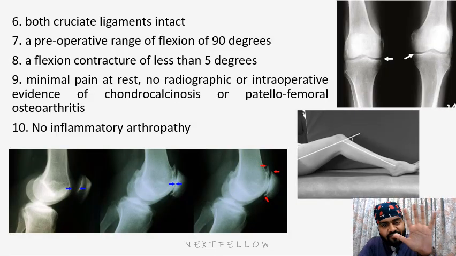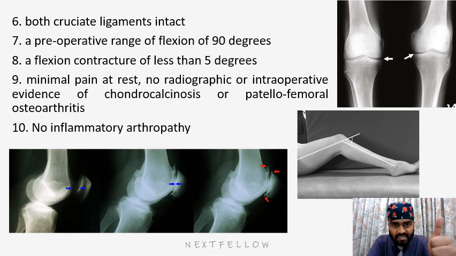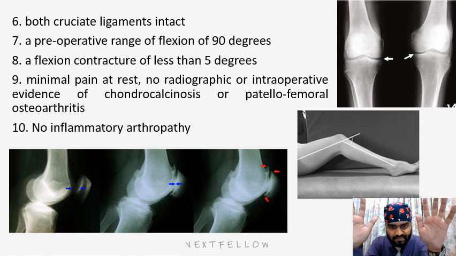After the top 5 indications, we come forward to the next 5 indications, which says number 6, both the cruciate ligaments, that is the ACL as well as the PCL, should be intact. A preoperative range of flexion of 90 degrees should be available at the knee joint. The flexion contracture at the knee joint should be less than 5 degrees.